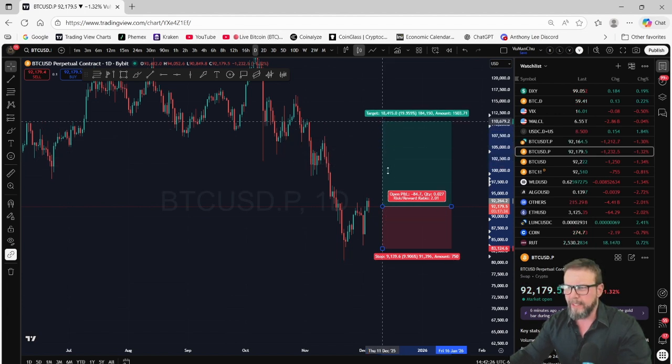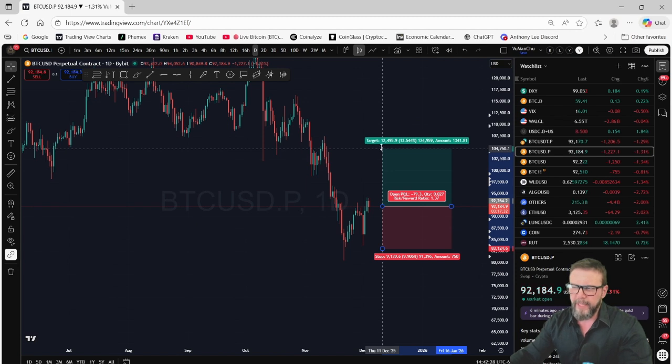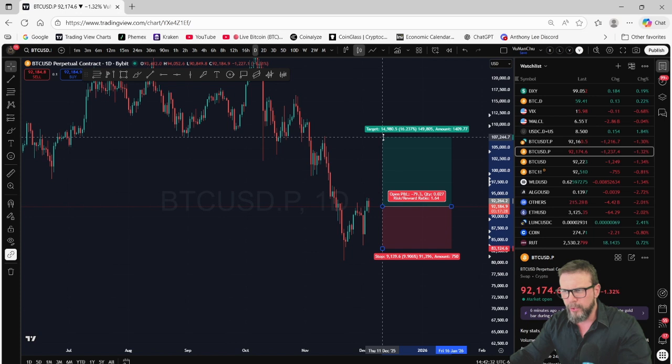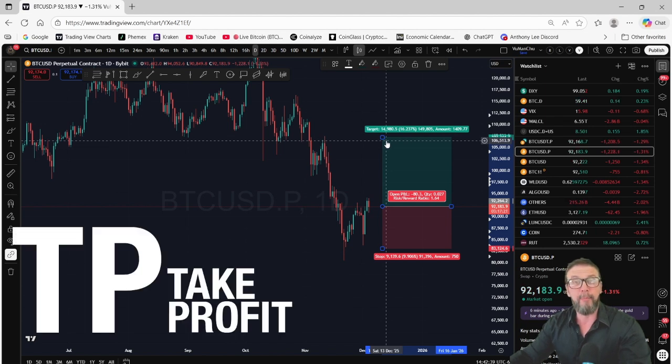And I can drag these to where I want. So if I'm taking a long, I believe price is going to the upside. So I might want to TP there, right below the spike, just before we hit the spike. TP stands for take profit.